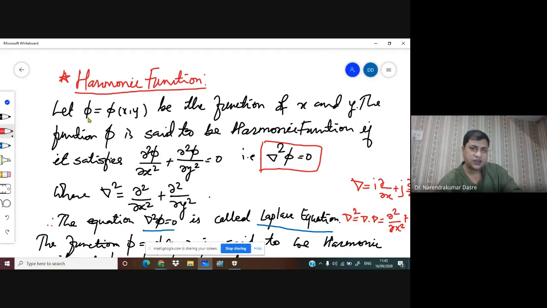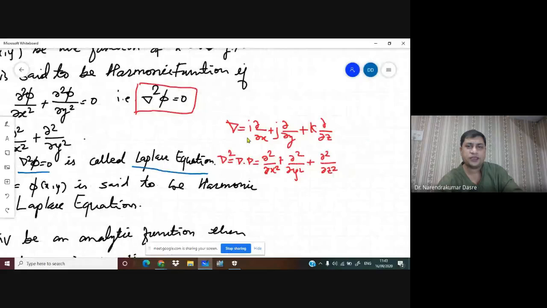Now, where does this del operator come from, or what is this del operator? Del operator in general is written as i del by del x plus j del by del y plus k del by del z. This is what I have written in three dimensions. You can go for n dimensions also. Then I will take del square. So del square is what? Del dot del. So we know the vector dot product. For the vector dot product, we have the corresponding multiplication, so this multiplied by this will give the square of all.